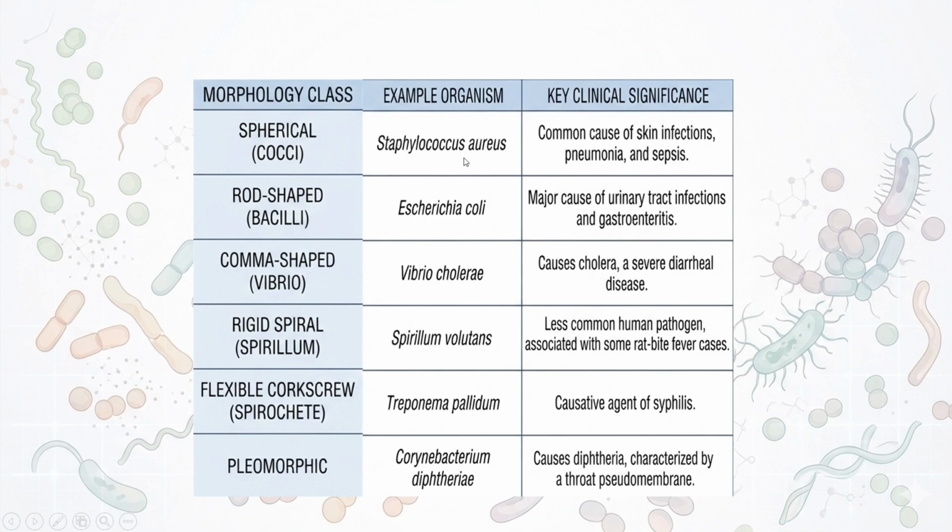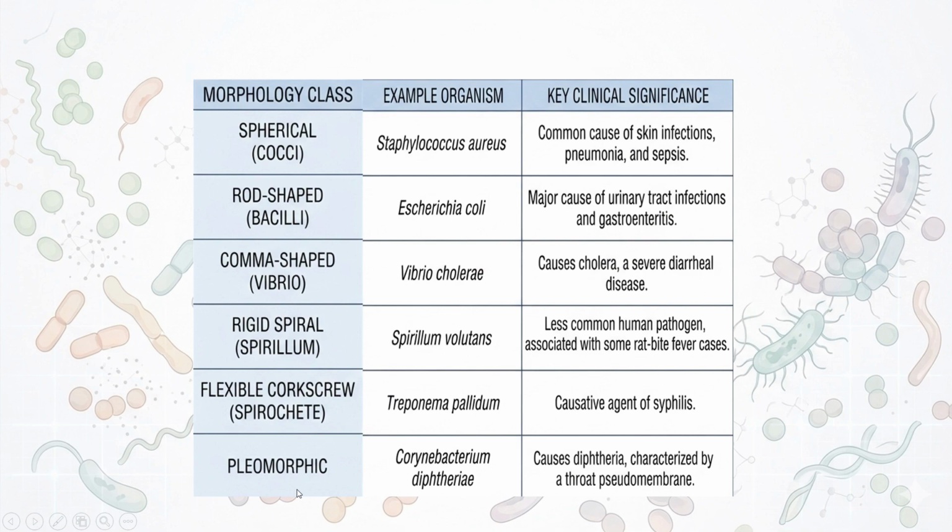Spherical, you can see Staphylococcus aureus, and rod shaped Escherichia coli, then comma shaped Vibrio cholerae, rigid spirillum, you can see Spirillum volutans, and then flexible corkscrew spirochete. The best example you can write is Treponema pallidum. It is the causative agent of syphilis. Syphilis is a sexually transmitted disease.